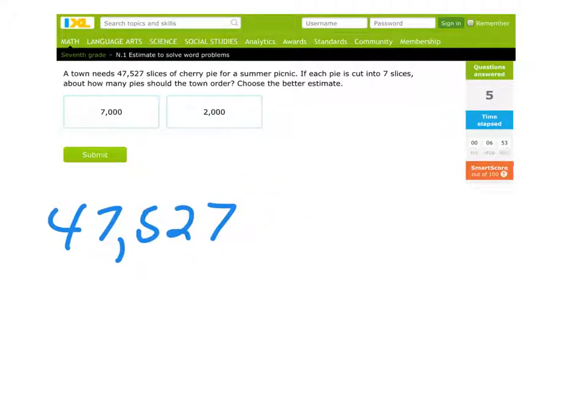We know that each pie is cut into 7 slices, so to know how many pies there are going to be, we need to divide by 7 to figure out how many sets of 7 there are in this rather difficult number to divide with. So I can't do this in my head. Instead, I'm going to pick a nearby number that is easier to do in my head. And I'm going to think times tables here.